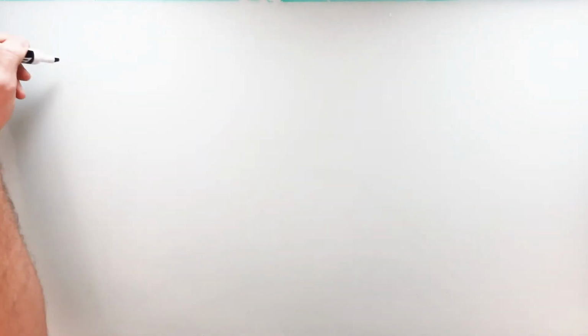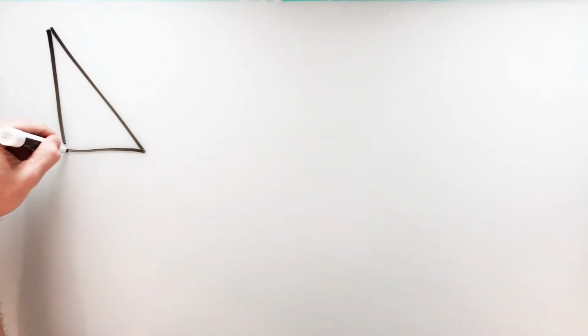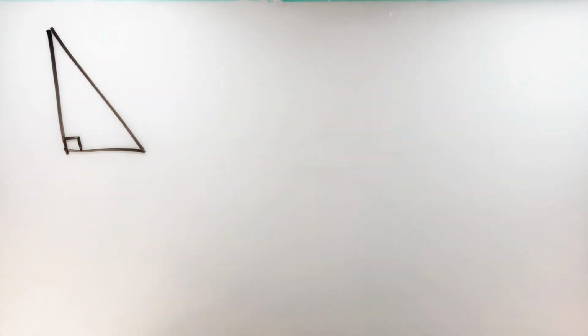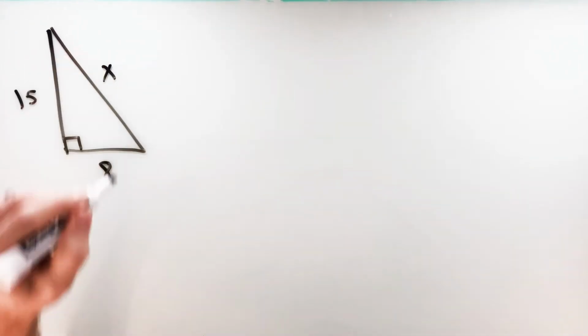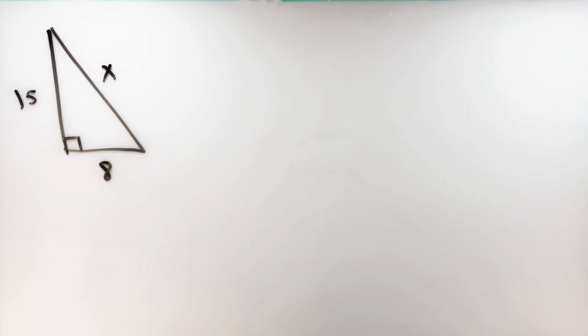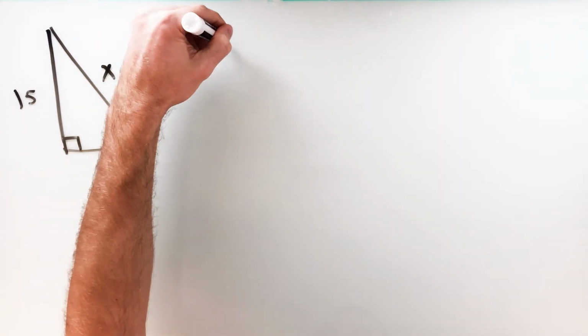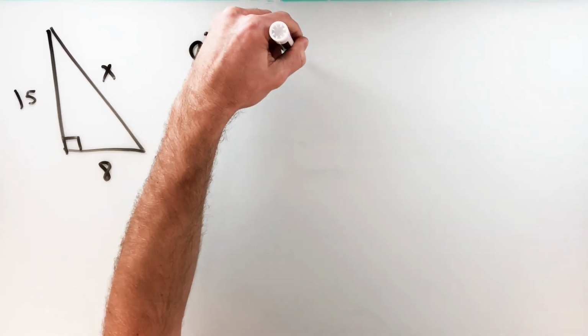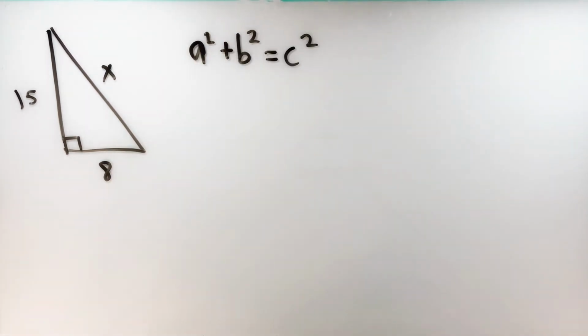So let's take a look at that. Let's say you've got a triangle that looks like this. Right triangle, the two legs are 8 and 15, but the hypotenuse is missing. We don't know what it is. Knowing the relationship that a squared plus b squared has to equal c squared, we can plug in the values that we know and put in x for what we don't know, and we can solve for that x value.